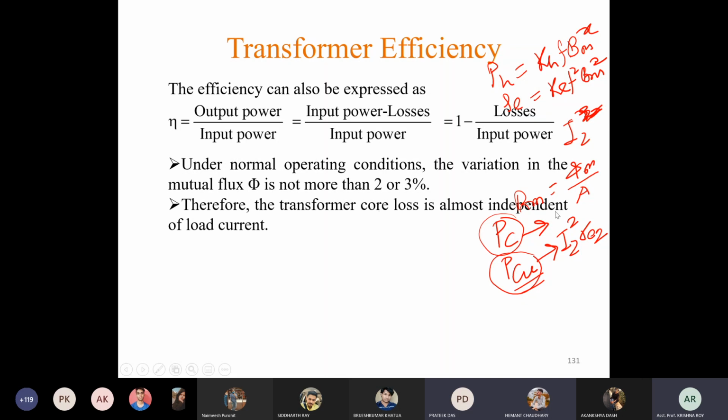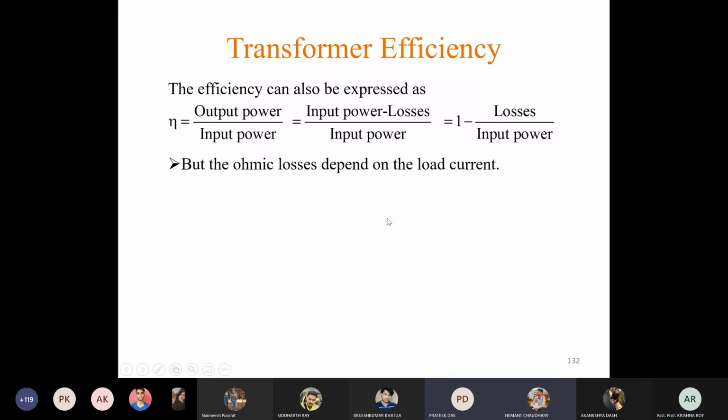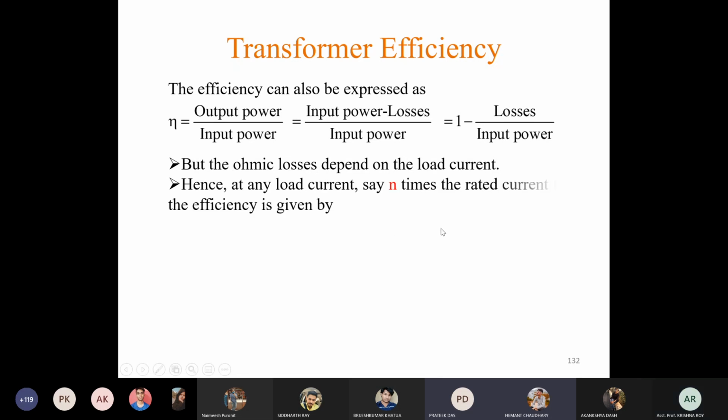So the transformer core loss is almost independent of load current. With the variation of load current, there will be no change in the core loss. But the ohmic losses depend on the load current. So how to incorporate that load current variation while calculating this efficiency? For different load current we will have different efficiency, because the copper loss will vary. So we need another equation for calculating efficiency at different loads.